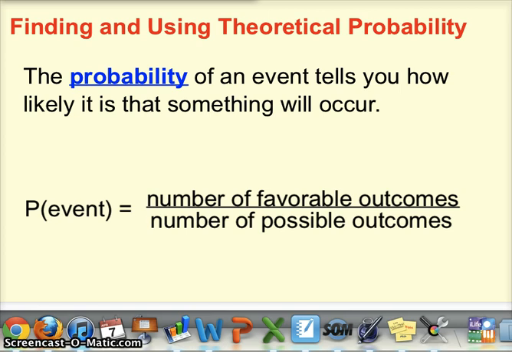The probability of an event tells you how likely it is that something will occur. We use the equation: probability of an event is equal to the number of favorable outcomes divided by the number of possible outcomes. Let's take a look at an example.